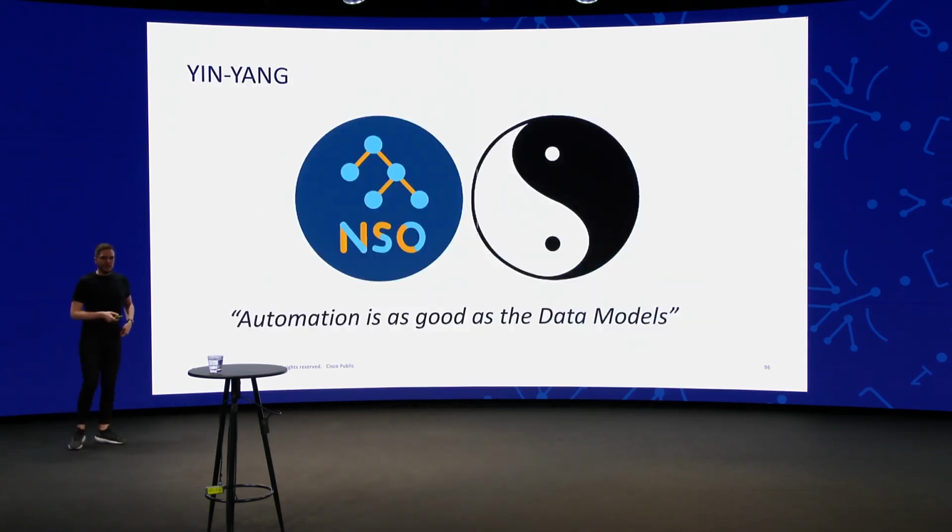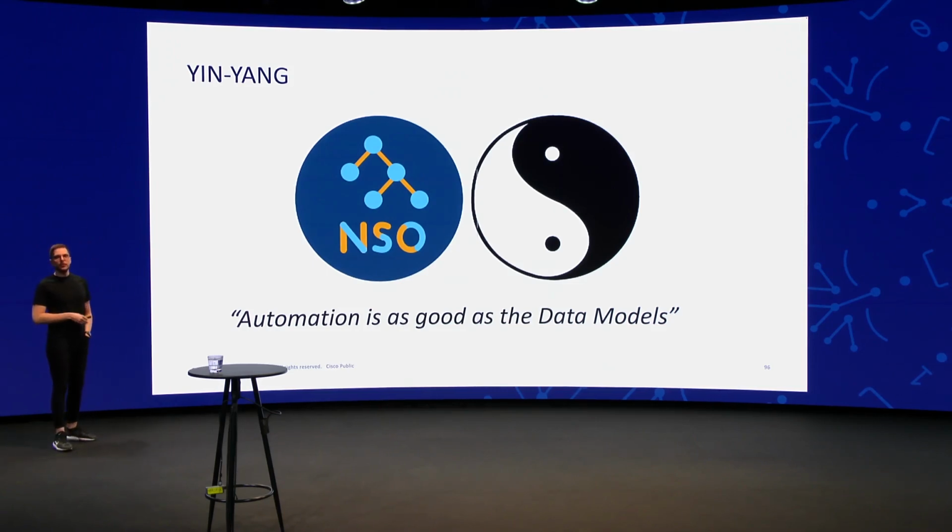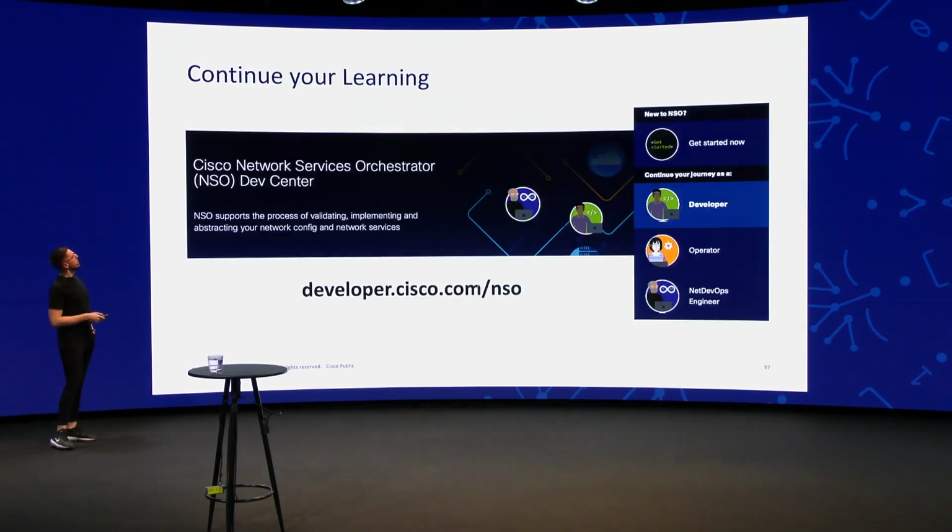And as a key message, the automation is as good as the data model. So if you fail at this step when you are developing your data models, you can have a very beautiful code written later on, but that might already fail. You need to really make sure that at this point everything works perfectly to go ahead with the next steps.